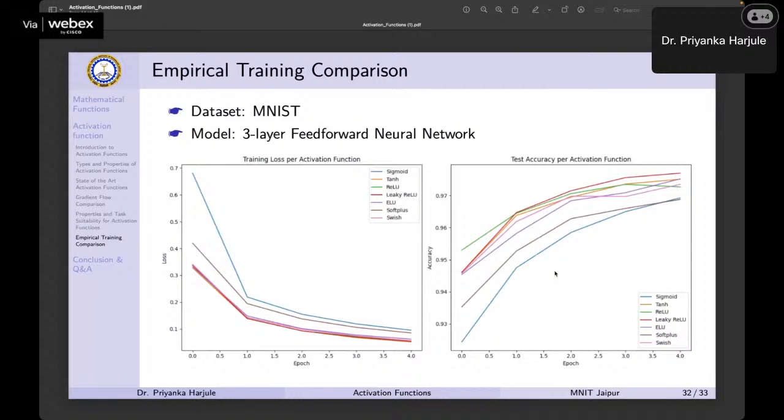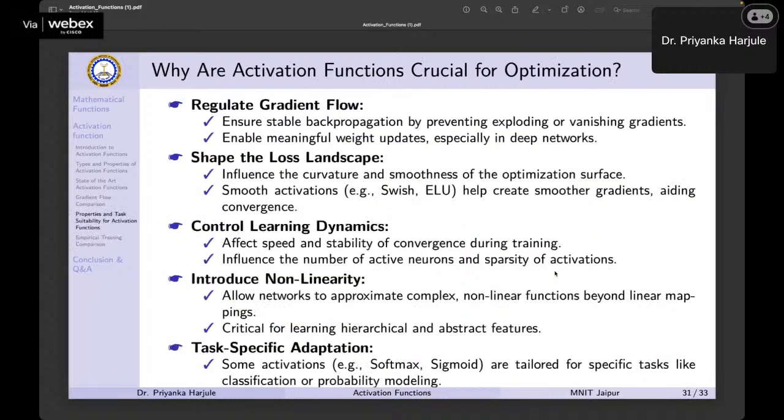So activation functions are like the gears in a machine. They control how fast and smooth the training goes. They shape the road, that is the loss landscape, to the destination, and they allow your model to think non-linearly in the real scenario.